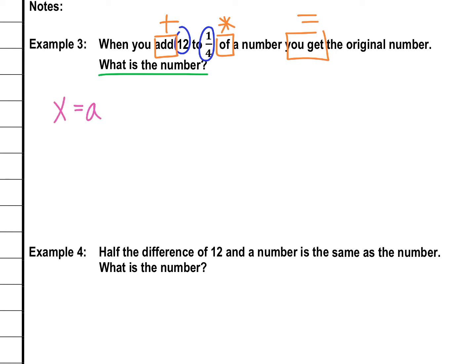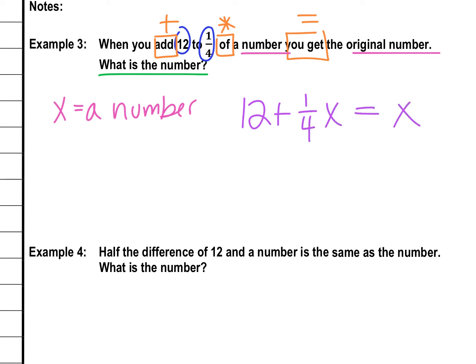My variable is still just a number. Make sure you're defining that always though. And we see a number here and a number here. And then translating it into that math problem. Add 12 to, so we're going to have 12 added to 1/4 of my number. And you get the number. So notice I have a variable on both sides and a fraction. It solves the same way as always. I'm going to solve this one with you.